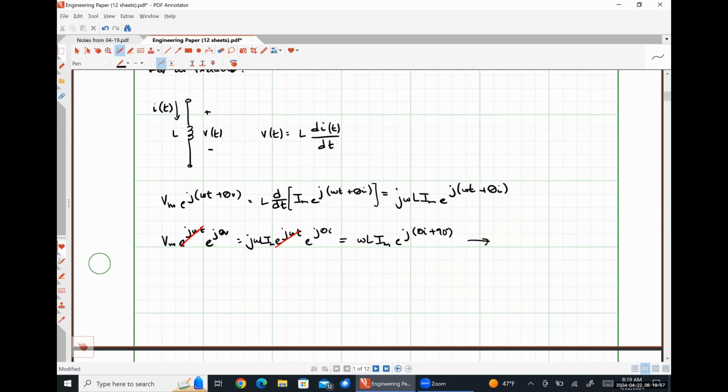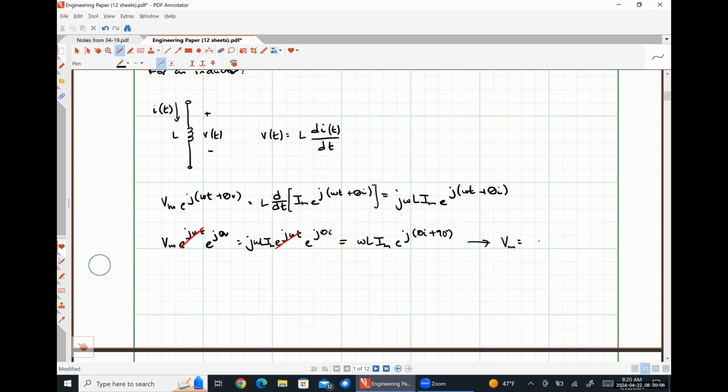Expressing the right-hand side of our equation in this way lets me see specifically that the magnitude of my voltage, Vm, is equal to the magnitude of the right-hand side, omega L times Im. It also lets me see that my phase angle, theta V, is simply theta I plus 90 degrees. So that means that the phase angle of the voltage is always 90 degrees more positive than the phase angle of the current. Another way that we like to express this is by saying that in an inductor, the current lags the voltage by exactly 90 degrees.